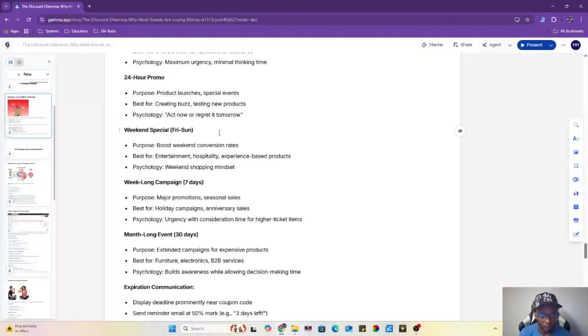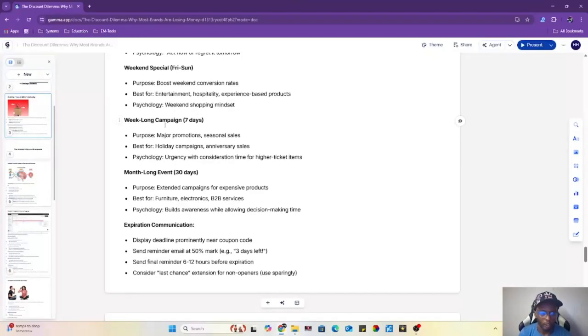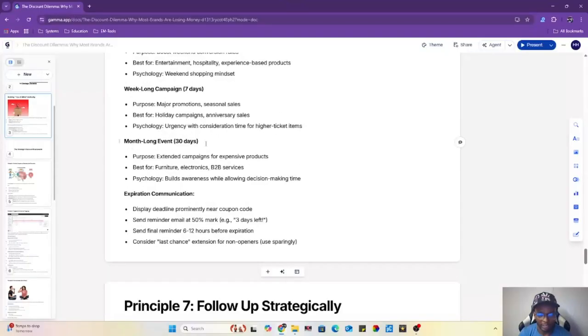Weekend special, Friday to Sunday. Purpose: boost weekend conversion rate, best for entertainment, hospitality, experience-based products. Psychology: weekend shopping mindset. Week-long campaign, 7 days. Purpose: major promotions, seasonal sales, best for holiday campaigns, anniversary sales. Psychology: urgency with consideration time for higher ticket items. Month-long event, 30 days. Purpose: extended campaigns for expensive products, best for furniture, electronics, B2B services. Psychology: builds awareness while allowing decision-making time.